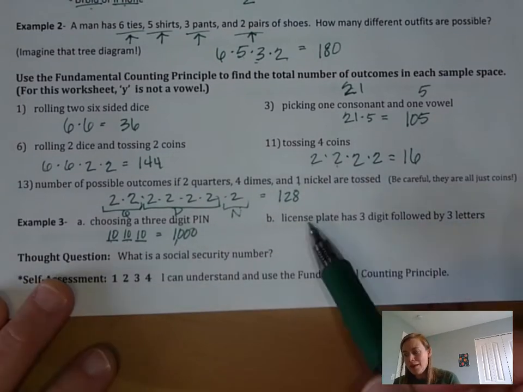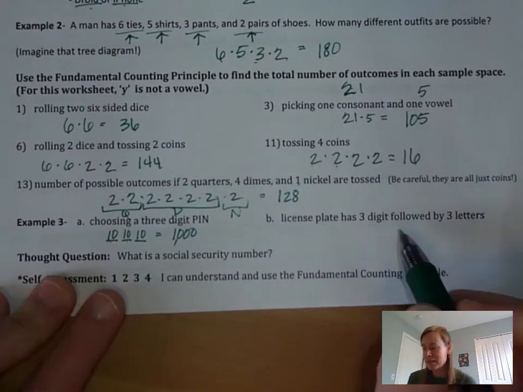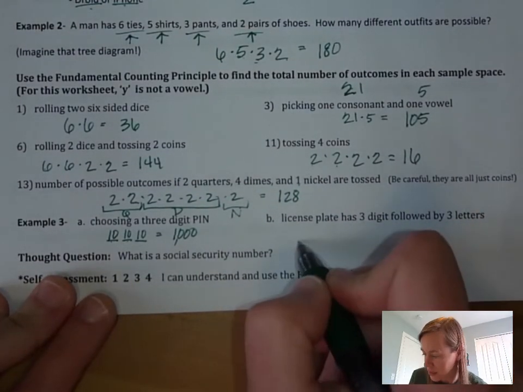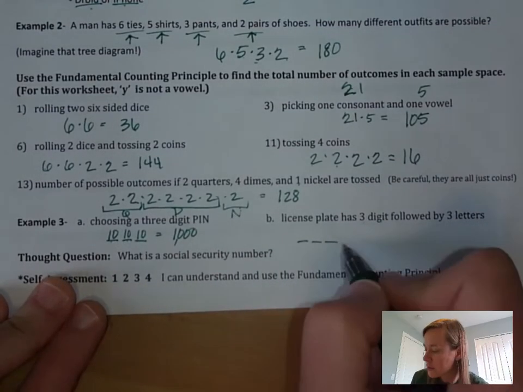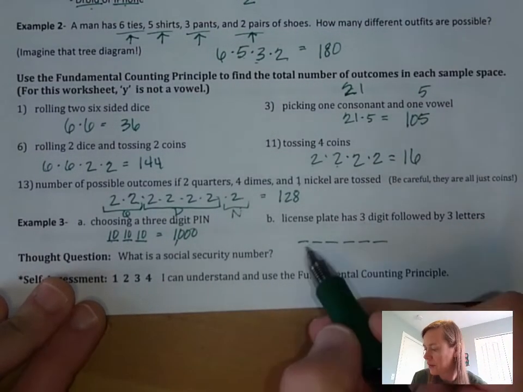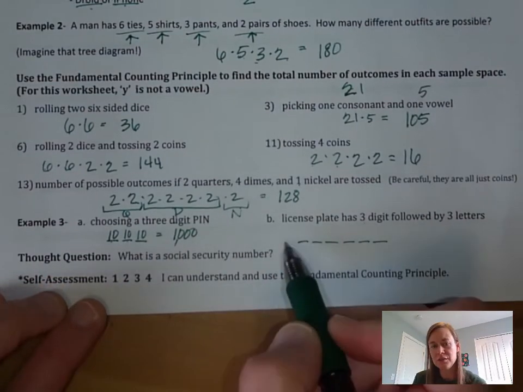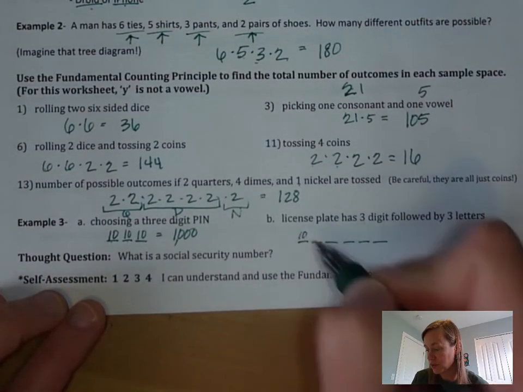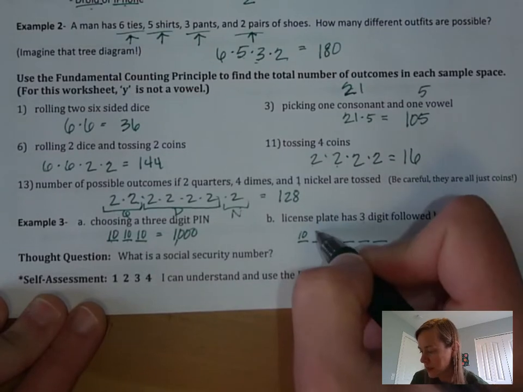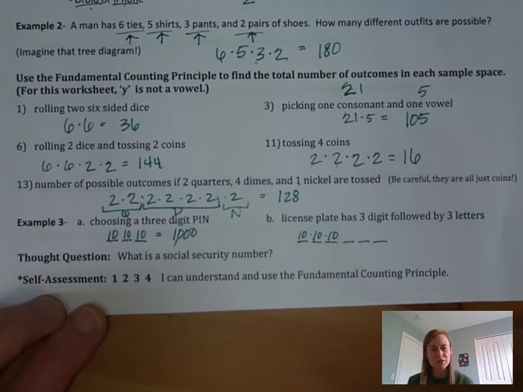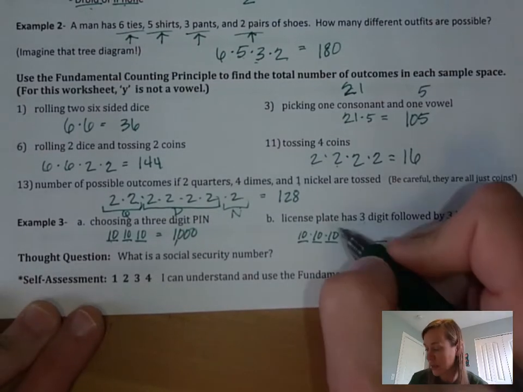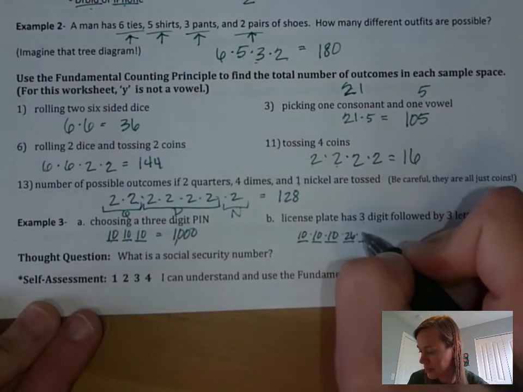Now what about a license plate? So in this case we're going to do 3 digits. So it's going to be number, number, number, followed by 3 letters. Letter, letter, letter. So for the numbers, just like over here, there's 10 different digits to choose from, 0 through 9, right? So 10 times 10 times 10. Now how many different letters are there to choose from? There are 26 letters in our alphabet, so we're going to have 26 on each of these blanks.